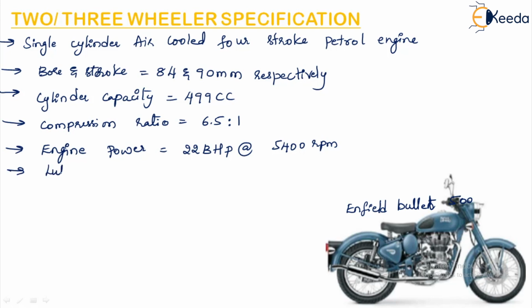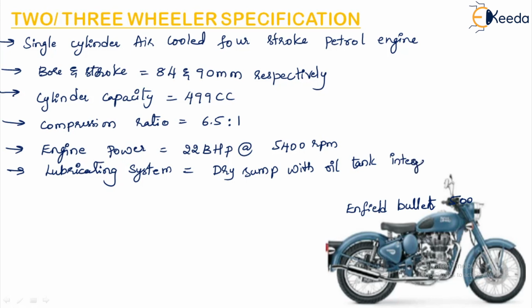Then we have the lubricating system, which is dry sump with oil tank integrated with the crank case, same as that of Hero Honda Splendor. Then the last one is the gearbox. What kind of gearbox is used here? Here we are using a 5-speed gearbox.